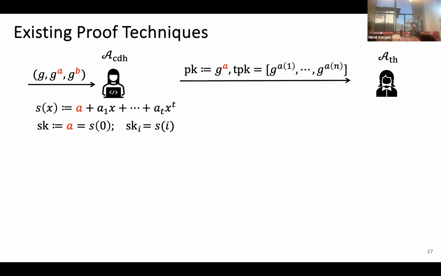So how to compute s(i)? Yes, that's very good. That's why you need to rely on this static assumption. The threshold adversary will first send the set of corrupt nodes. The CDH adversary will first sample s(i) for those indices and interpolate the threshold public keys in the exponent.